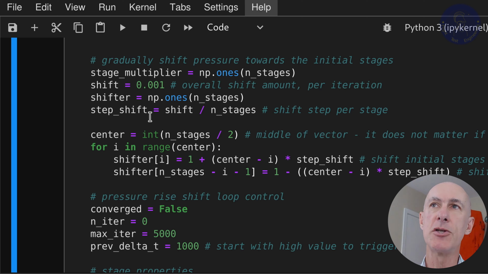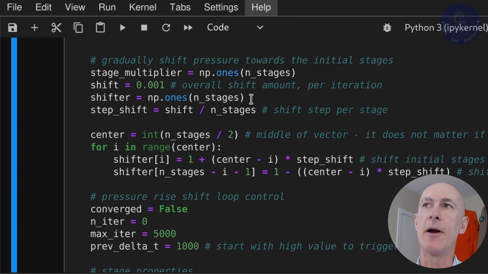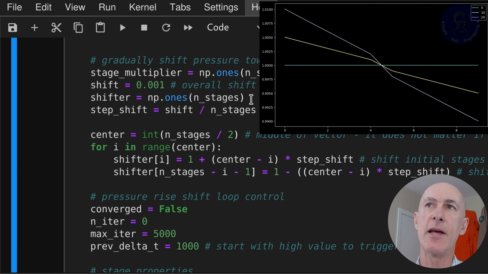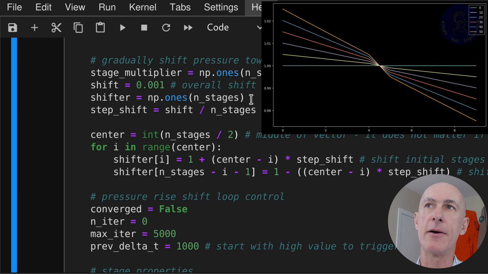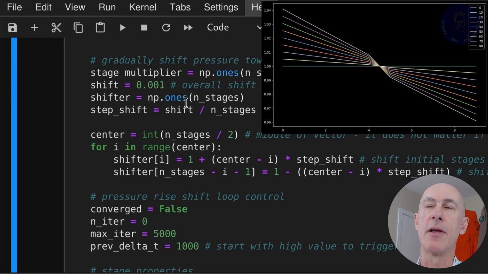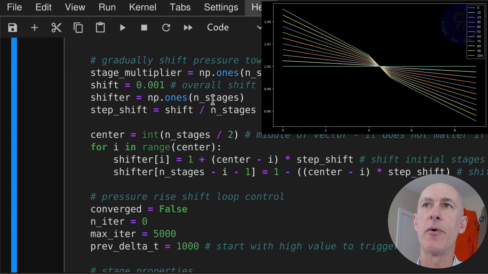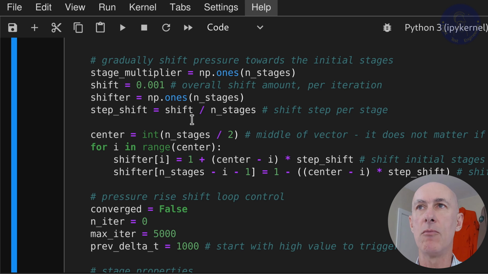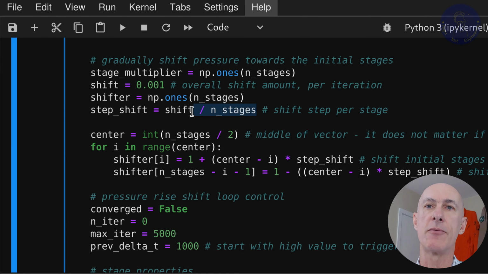To calculate the shift at each iteration, we create another vector, which I call shifter, which is right there. And the idea here is that we multiply the stage multiplier by this shifter every iteration, effectively increasing the pressure ratio at the front and decreasing at the rear. Now, from one stage to another, we need a step shifter, which is going to be the amount we want to shift, the 0.1%, divided by the number of stages. So that's what it is right there.